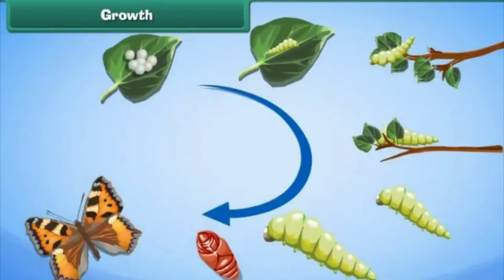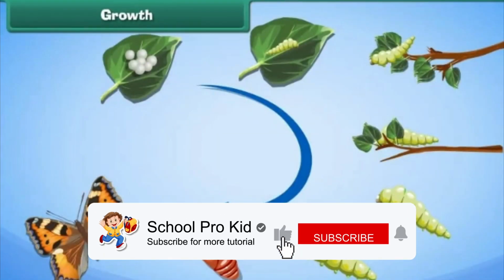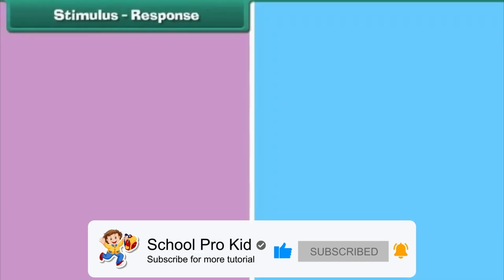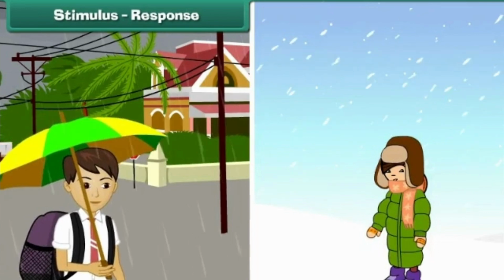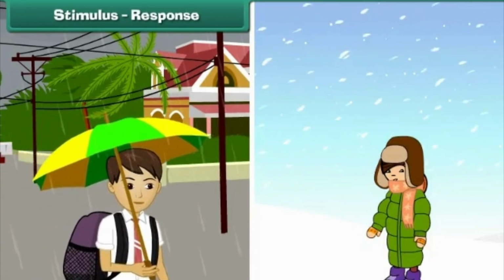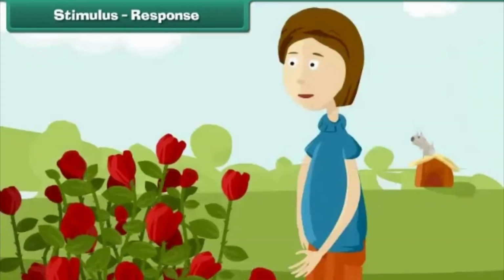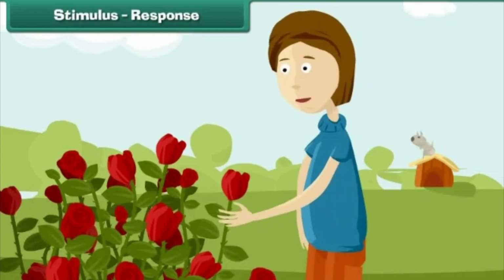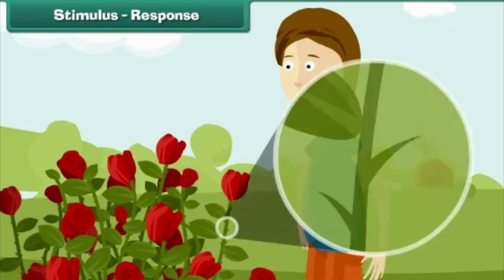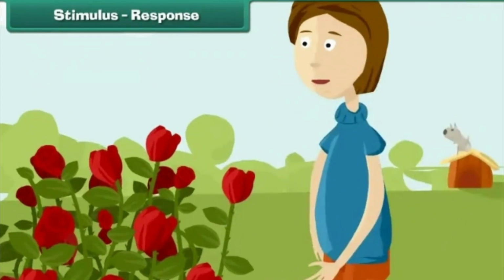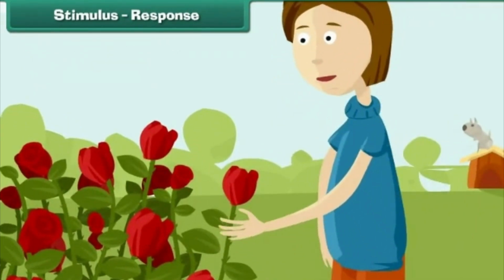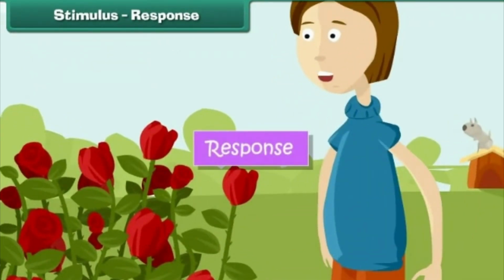Some living things change their form with time. For example, butterflies, etc. Stimulus, response. All living things feel the changes around them. Any external influence which causes a living thing to react is called a stimulus. The reaction of a living thing to an external influence is called a response.